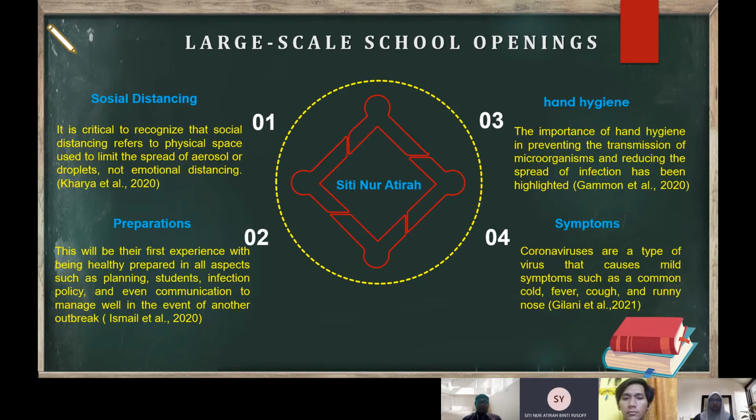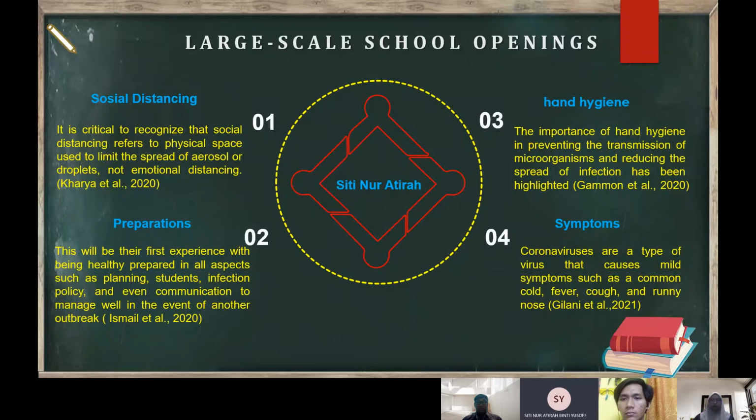It is important to realize that social distance refers to the physical space used to limit the spread of aerosol or droplet, with no emotional distance. Accented that pandemic flu, which causes several emotional and psychological stress, can strike at any time and without warning.